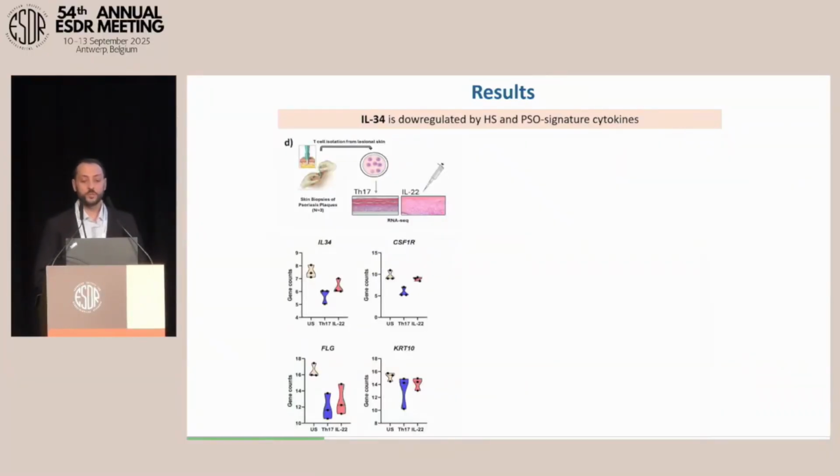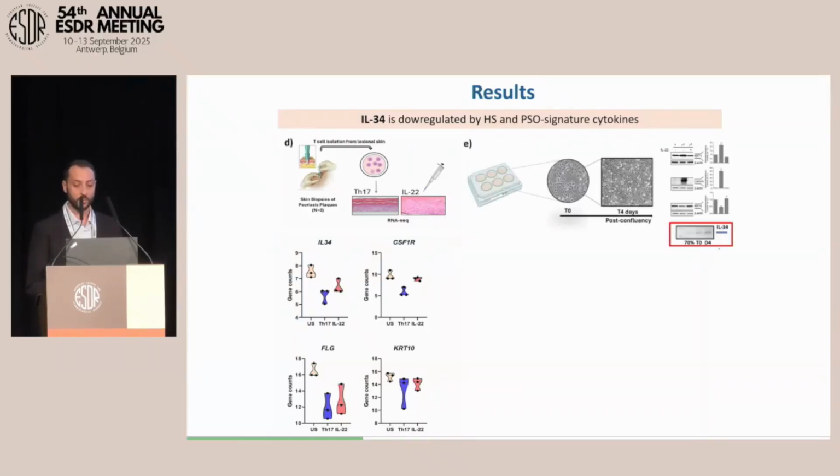Then, for the function, we isolated T cells from psoriasis skin and cultured them. These supernatants were then used to co-culture the 3D model to see the effect of the Th17 environment, and as a comparison, we also used IL-22, a canonical anti-differentiative cytokine. As you can see by RNA-seq data, IL-34 is mainly down-regulated by the Th17 environment.